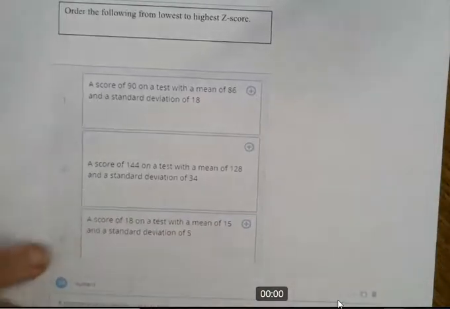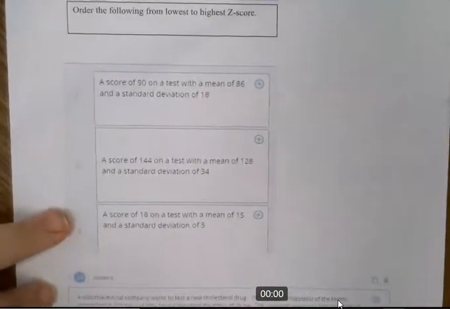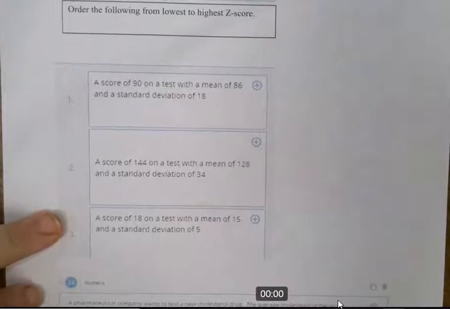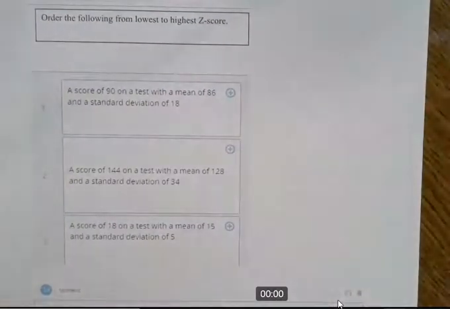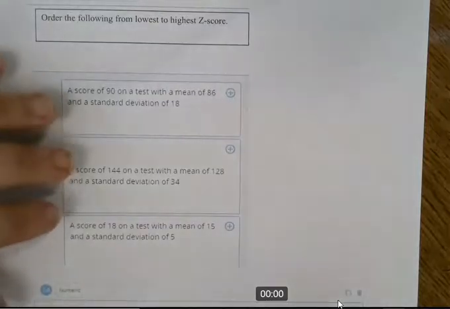Okay, order the following from lowest to highest z-scores. Okay, we've already done this before. Let's just do it real quick. I'm just going to do it silently, and you can just watch and check your answer. Try to do it yourself. Don't just copy. And then I'm going to do it silently, and you can check your answer.